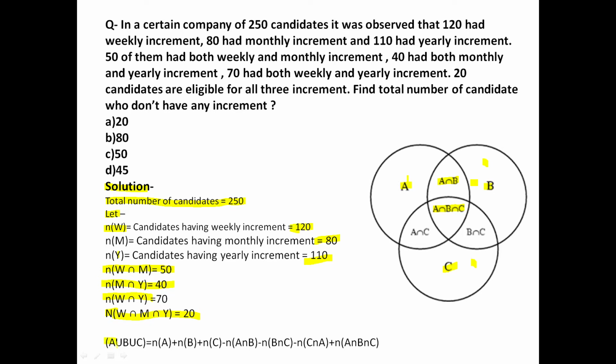So the formula is: number of A union B union C is equal to number of A plus number of B plus number of C minus number of A intersection B minus number of B intersection C minus number of C intersection A plus number of A intersection B intersection C. So put the values in our formula.